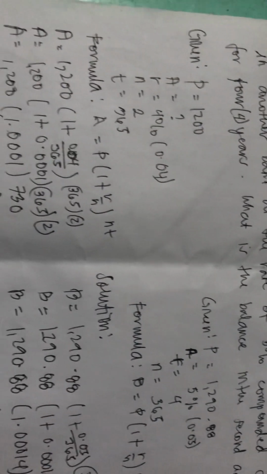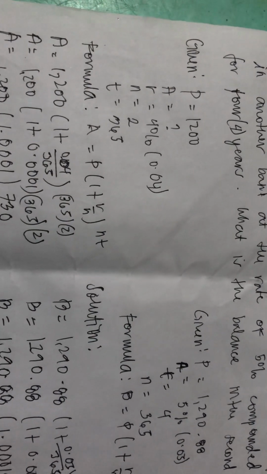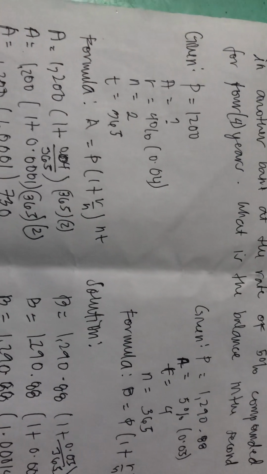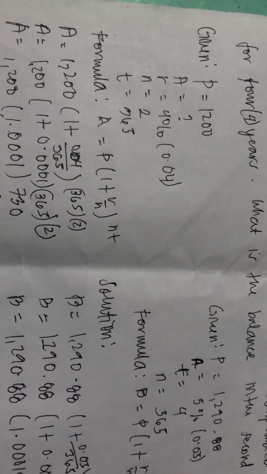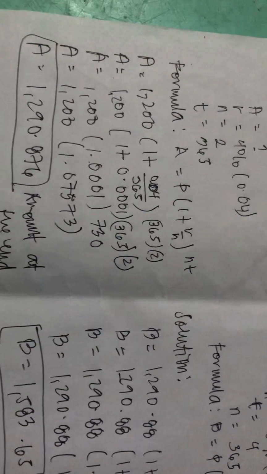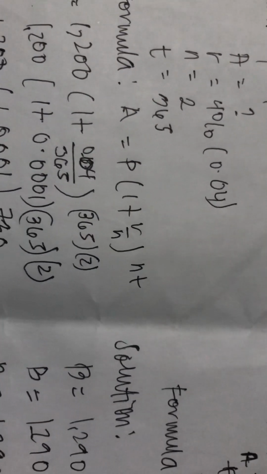So here, just copy the given numbers. The principal here is 1,200, and what we are looking for is the amount, then the rate of 4%, then the time in years 2, and the compounding here is 365. So the formula, A equals P, open parenthesis, 1 plus R over N, close parenthesis, at the top of that is the time in years.